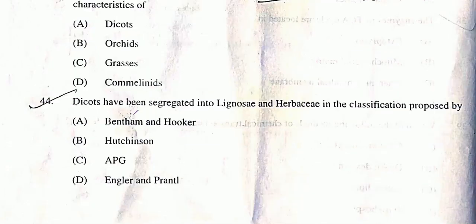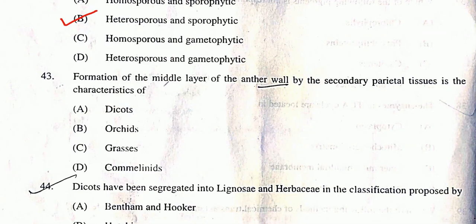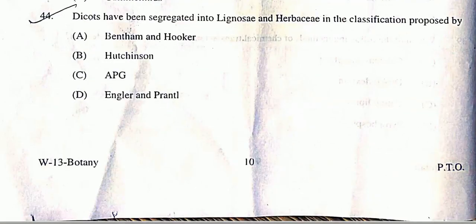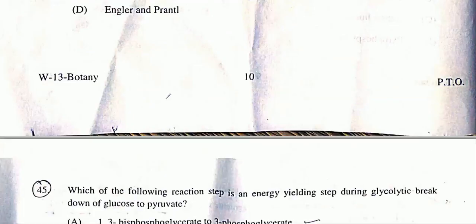Question number 43. The formation of the middle layer of the anther wall by the secondary parietal tissues is a characteristic of orchids. Question number 44. Dicots have been segregated into Lignosae and Herbaceae in the classification proposed by Hutchinson. So B will be the correct one.